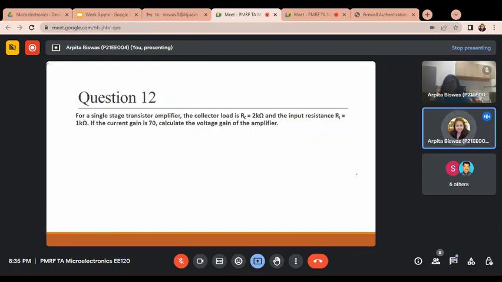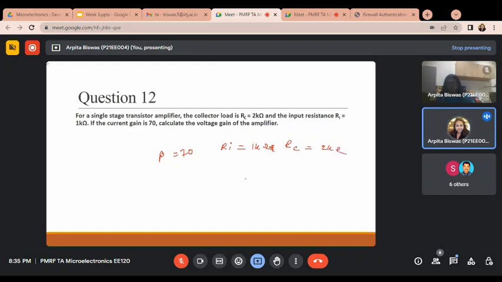What is the value of voltage gain? Here the beta, the current gain, is given. RI is given, 1 kilo ohm. RC is given, 2 kilo ohm.